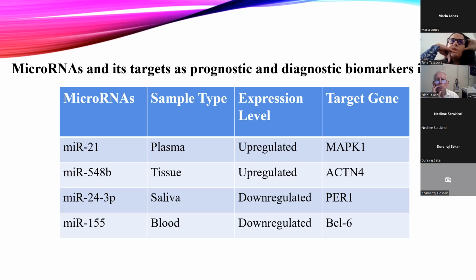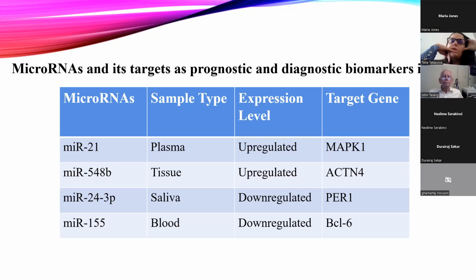If that microRNA is upregulated, we may call it an oncogene, because it will go and bind to the tumor suppressor gene. So what happens is the cells become tumor cells.